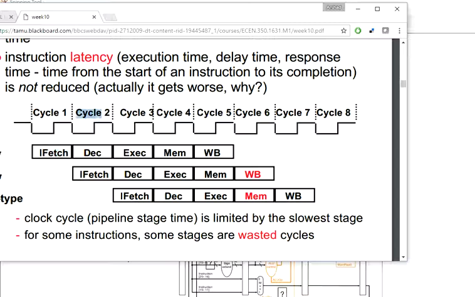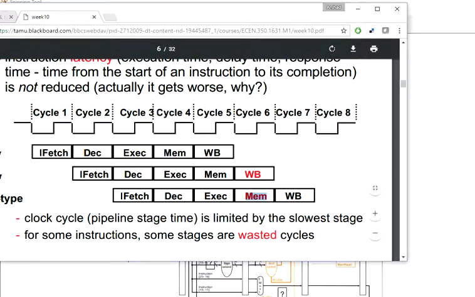In cycle two, the first instruction is in decoding and the second instruction is in I-fetch. In cycle 3, the first instruction is in execution, the second instruction is in decode, and the third instruction is in I-fetch, and so on. Now in cycle 6, the second instruction is in write back, the third instruction is in memory, where right here the first instruction already ended in cycle 5. Okay, so let's go ahead and go to our example.